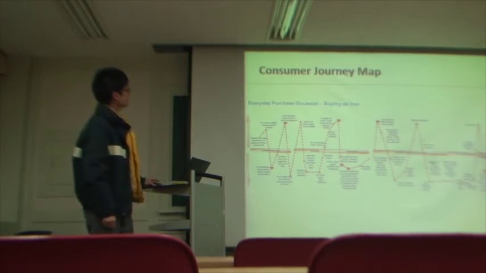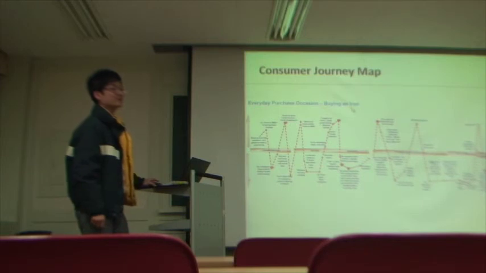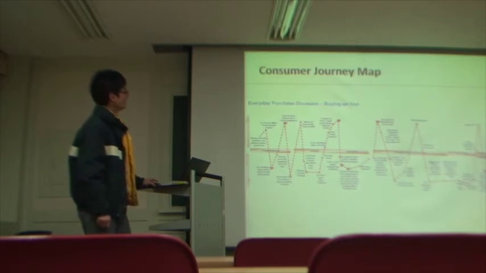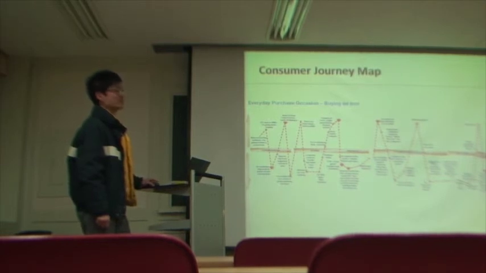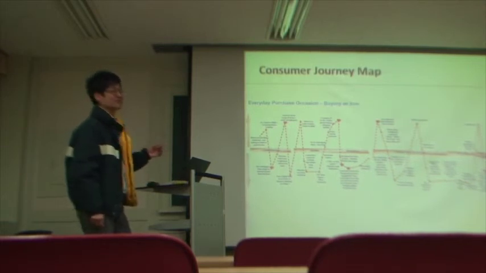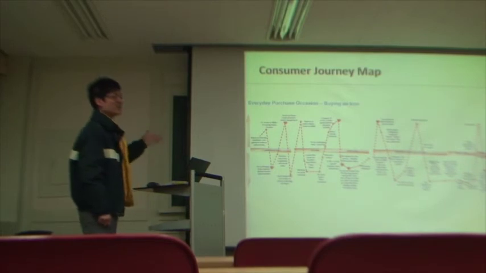Like in this example, we'll be buying an iron in a grocery store. You can see they have activities in the middle, and then the top is good consumer experience, and the bottom is bad consumer experience. So it separates out the good and bad, so you know those areas are the things that you need to redesign. So this is another way of presenting it.